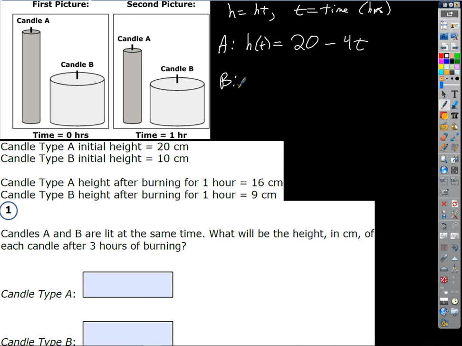For candle B, we get the same thing. Now our initial value, our starting value, is 10. And our rate is -1, isn't it? Because it only went down by 1 centimeter in that hour, right?